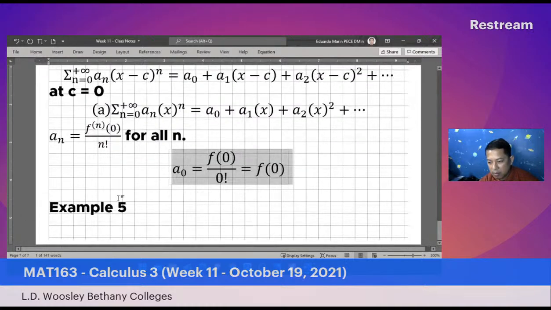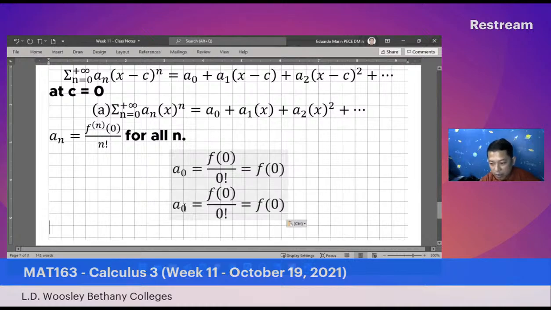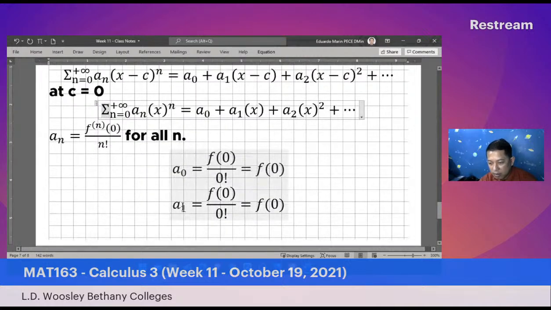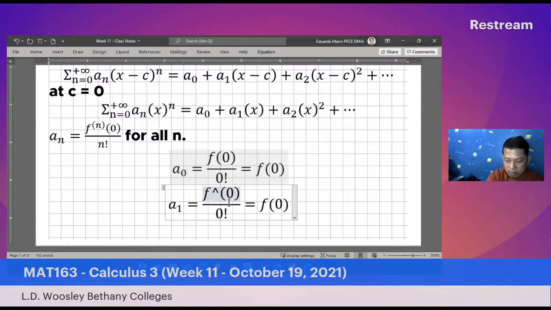So, next to that, definition, your a sub 1. You define a sub 1. Kasi constants, i-define natin yung mga constants dito. Ayan, i-define natin yung mga constants in terms of its derivatives. So, yung a sub 1 is equal to f prime of 0 all over 1 factorial. Obviously, this is f of 1 of 0. O ibig sabihin, derivative of a function at x is equal to 0. So, yun yung ibig niya sabihin diyan, no? Kasi 1 factorial is still 1.